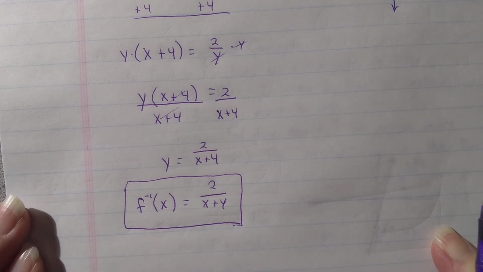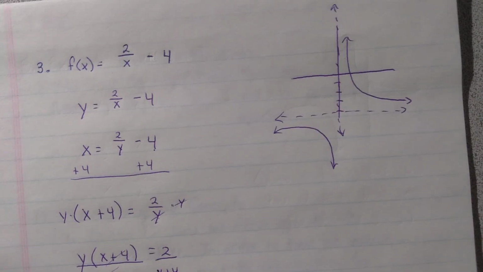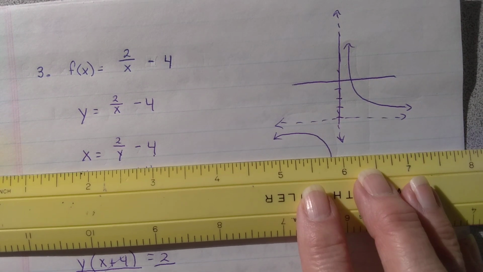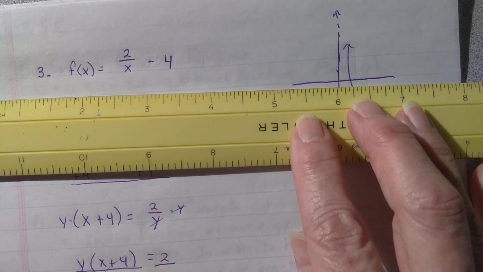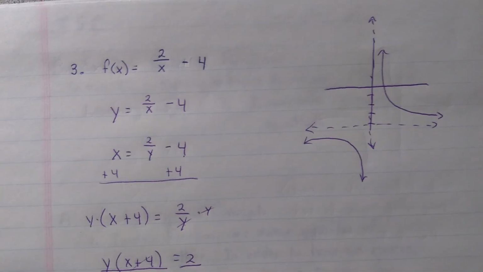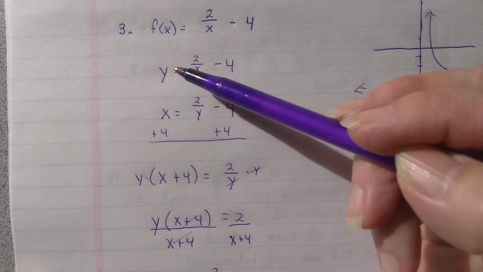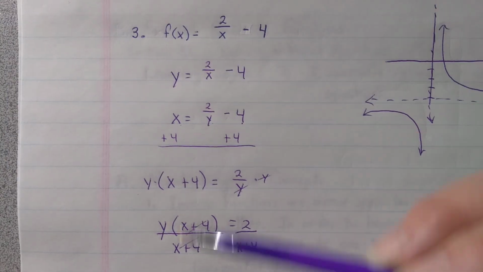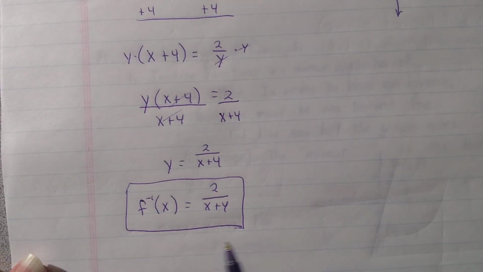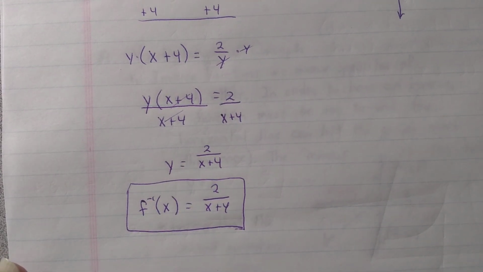Okay, please remember the entire lesson is exactly two things. First thing, does it only hit once, that horizontal line, does it only hit once? And if the answer is yes, all you have to do, every time you see a y, put in an x. Every time you see an x, put in a y. And get the y back by itself.